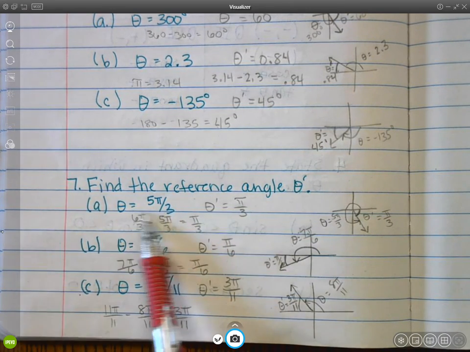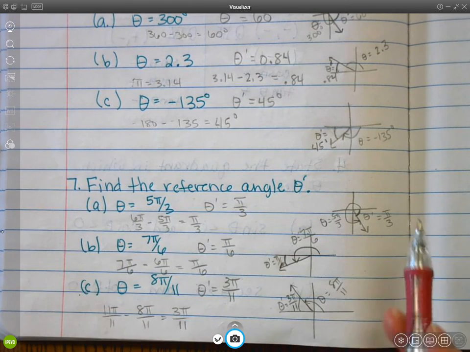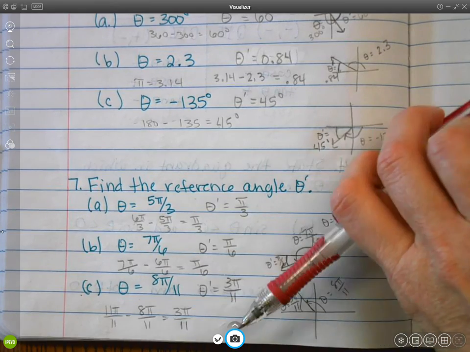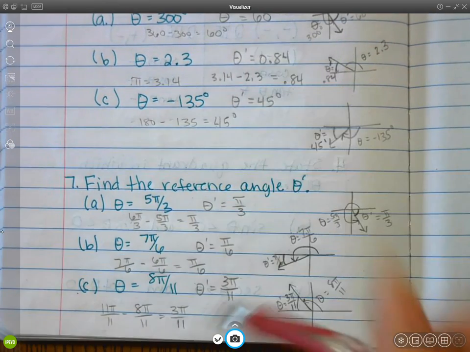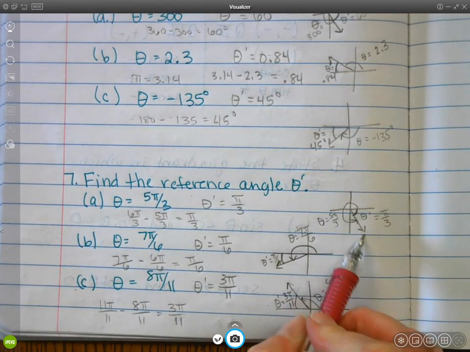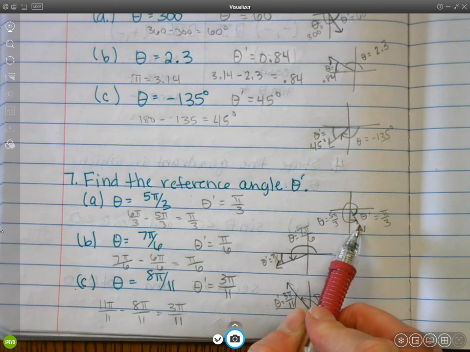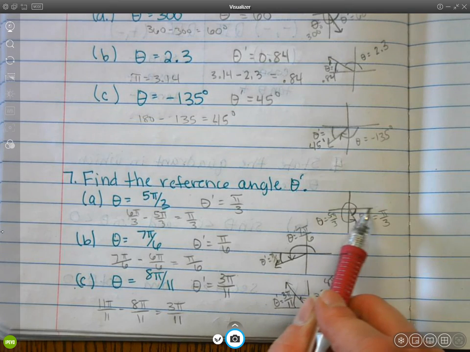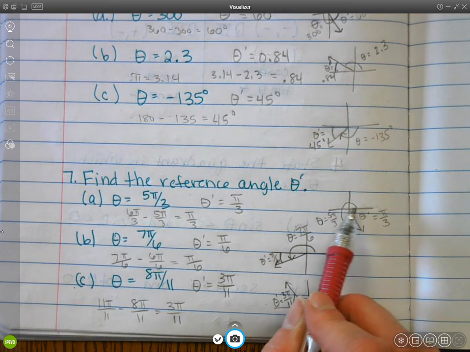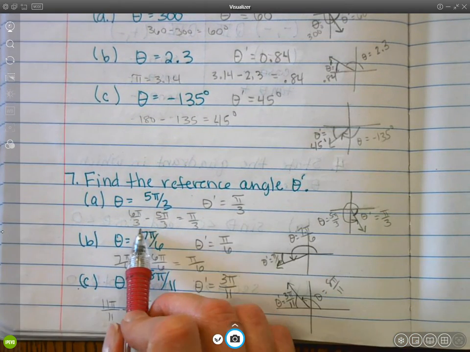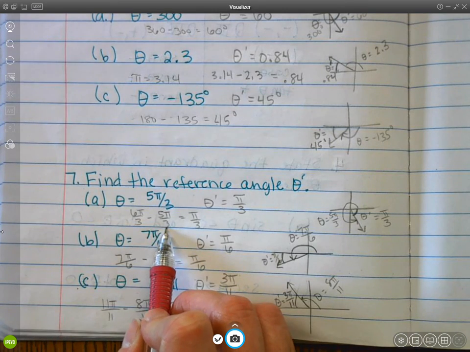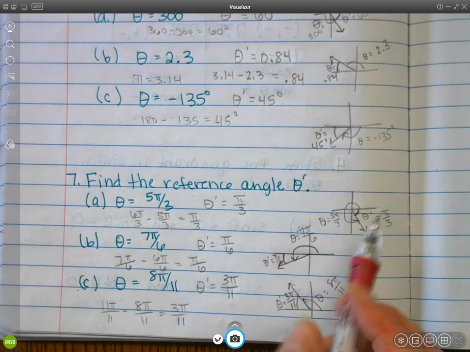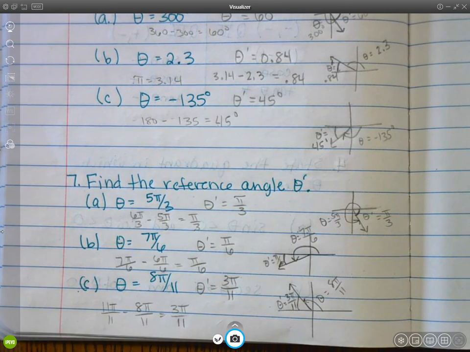So if we're talking 5 pi over 3, so 5 pi over 3 is 1/3, 2/3, 3/3, 4/3, 5/3. 5 pi over 3 is right here. Okay, so how far is that from being all the way the whole circle? Well, this is 2 pi, or 6 pi over 3. So we do 6 pi over 3 minus 5 pi over 3. You are at pi over 3 away. So your reference angle is pi over 3.